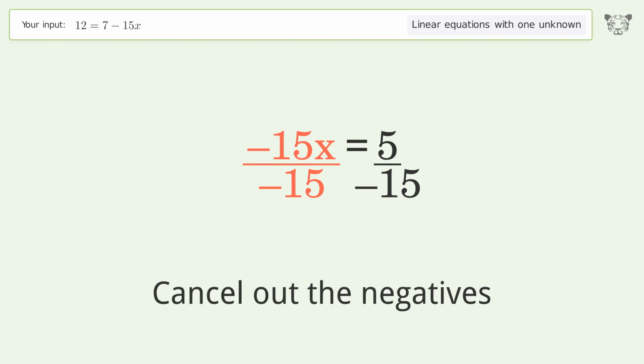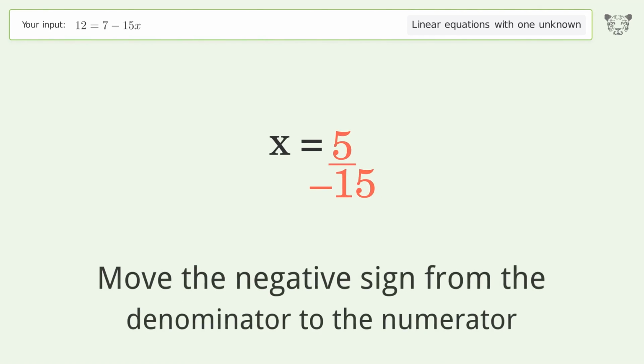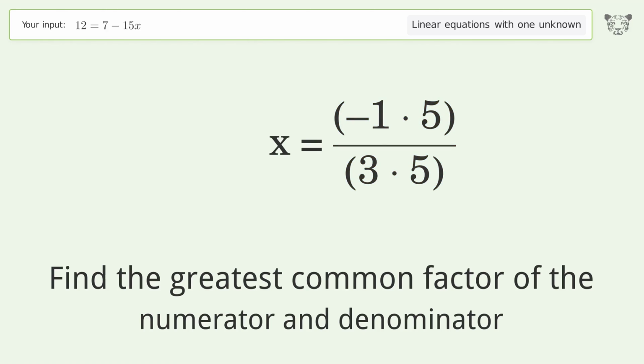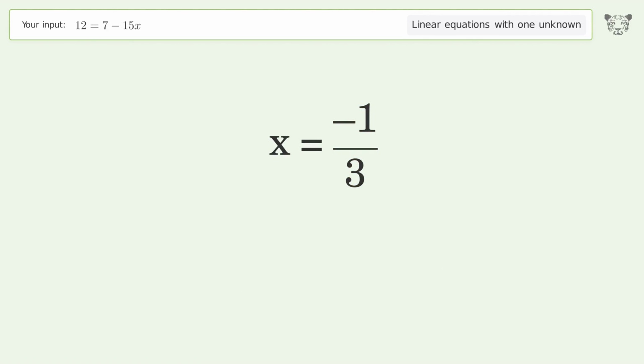Cancel out the negatives. Simplify the fraction. Move the negative sign from the denominator to the numerator. Find the greatest common factor of the numerator and denominator. Factor out and cancel the greatest common factor. And so the final result is x equals -1/3.